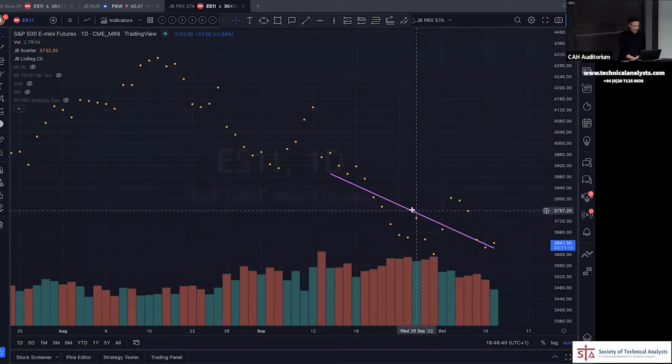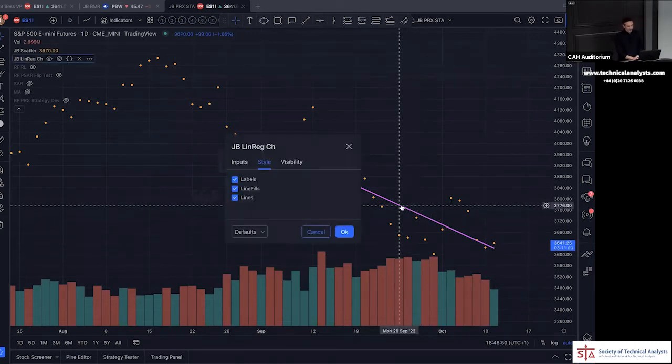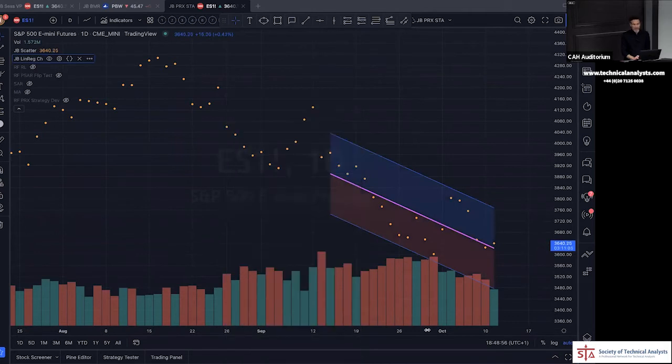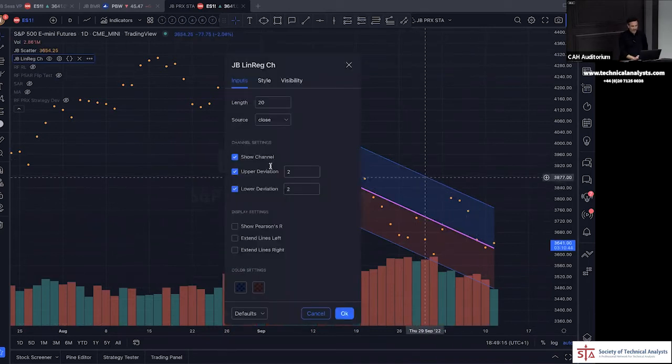Now, we can do other cool things with the line, like I can go and add a channel onto that. And so now I've got a regression line channel, and then I've got some standard deviation bands above and below. And so that way there, I can kind of get a pretty good idea of what should be containing all of those scatter plots that we're trying to draw the line through.